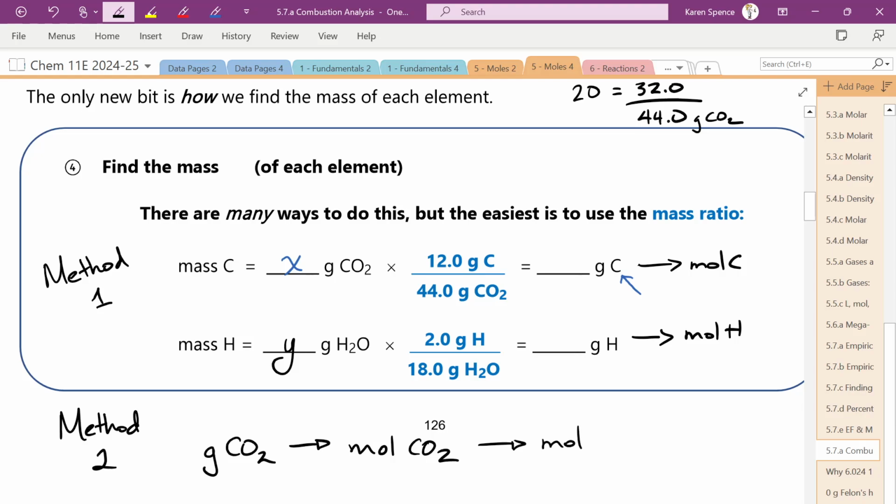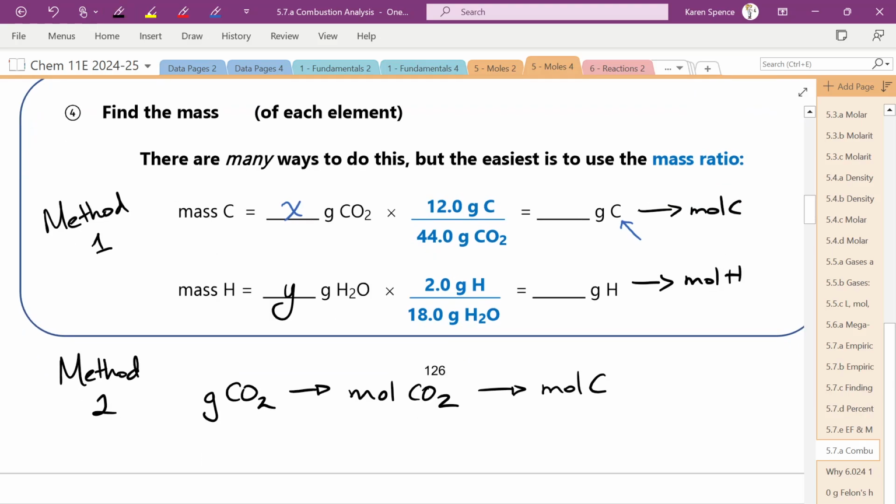So we can find the moles of C. We could take our grams of H2O, and we could find our moles of H2O, which would then allow us to find our moles of H. Either way is fine. I don't care what you do.